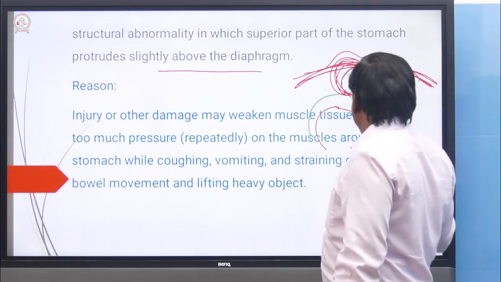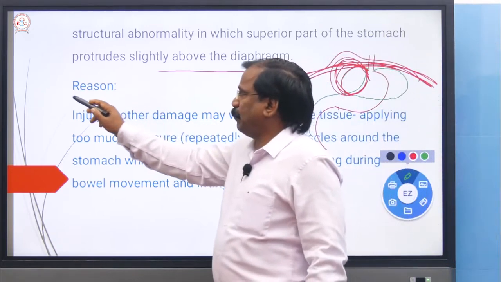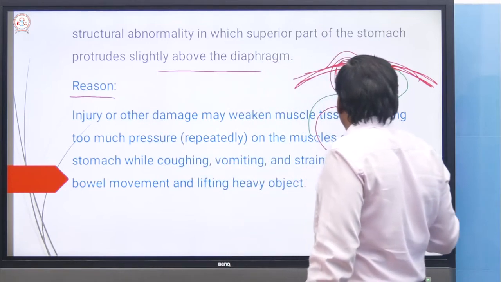What is the reason? What is the reason for this hiatus hernia?